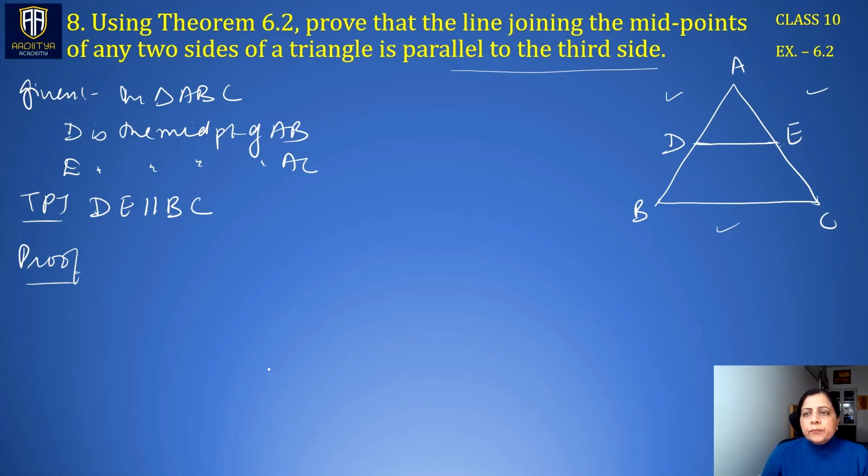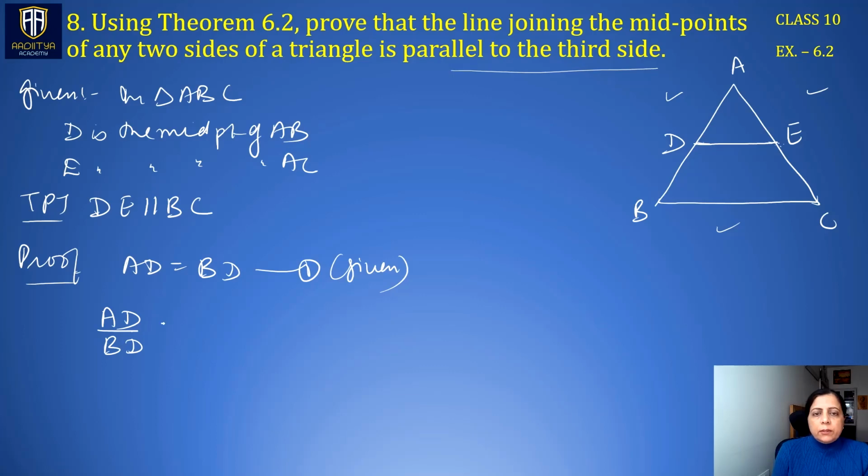This is what we can do. We are given that AD is equal to BD. It is given that D is a midpoint. Then we can first write the ratio of AD upon BD. If we take BD in the denominator, it becomes 1, right? AD by BD is equal to 1. So we have got this. You can write this as equation 1.